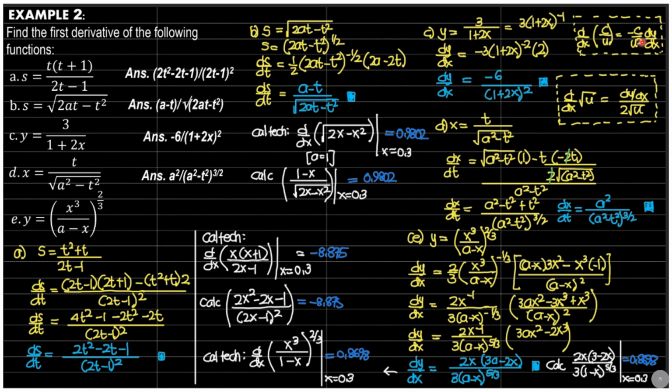Should you use this formula here? So negative 3 over 1 plus 2x squared, then the derivative of 1 plus 2x, which is du/dx, is 2. So negative 3 times 2 is negative 6.